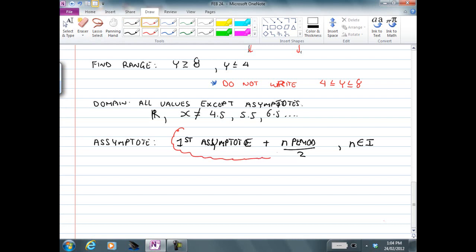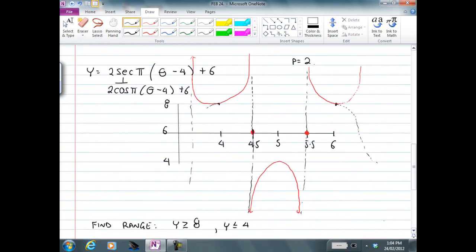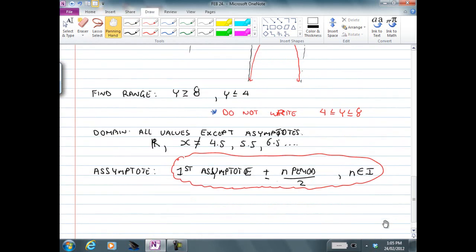Thank you. So some of you say, "What the heck is this? I don't understand how this works." If I look at this question right now, your first asymptote you know is 4.5 for sure. The next asymptote over is one distance away, right here. Would you agree that's half a period? So that's why every half a period you get an asymptote. That's why it goes your first asymptote plus half a period. I use n because I don't know how many asymptotes there are. And n ∈ I means your n has to be a whole number, can't be a decimal number.